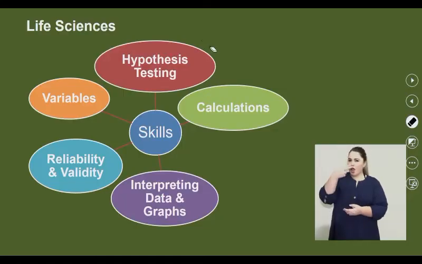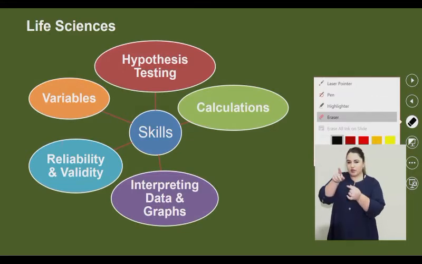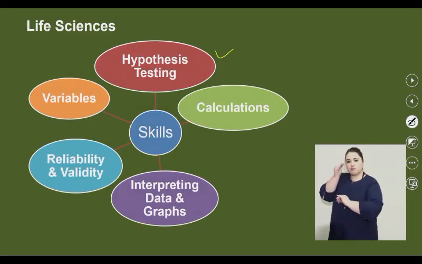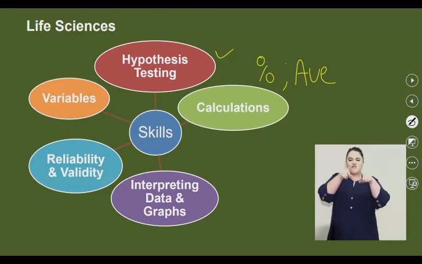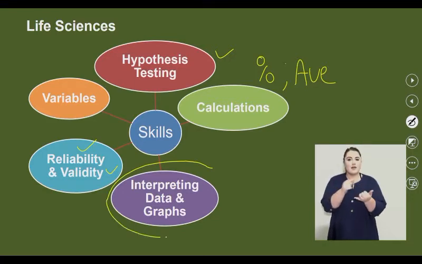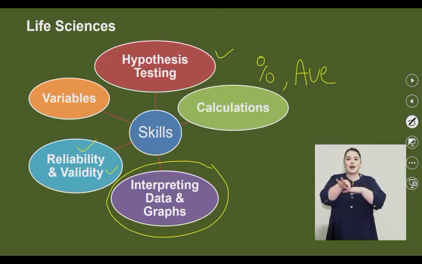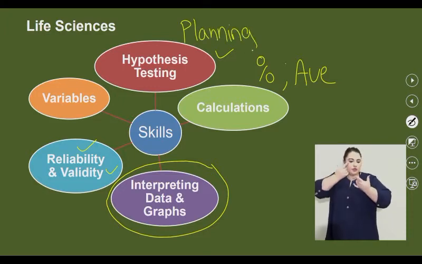We've done hypothesis testing to see what is a hypothesis. We've also looked at some simple calculations such as percentage, and we discussed average. We have looked at the variables. We've spoken about reliability and validity. Do you remember the difference? You do. But now we need to look at that still, and before we get to that, we need to plan the investigation. So as part of hypothesis testing, it's all about planning, because you can't just jump into an experiment. You need to plan.